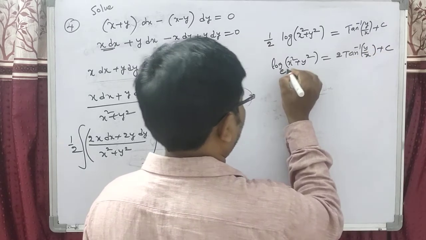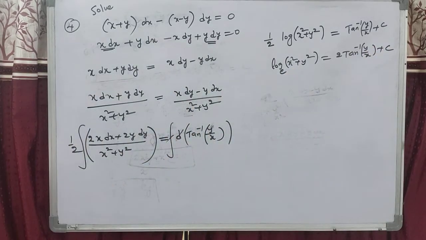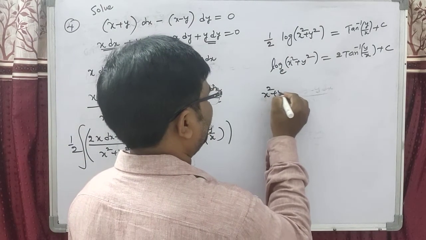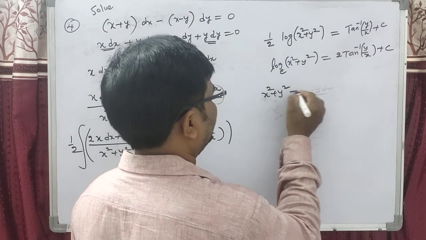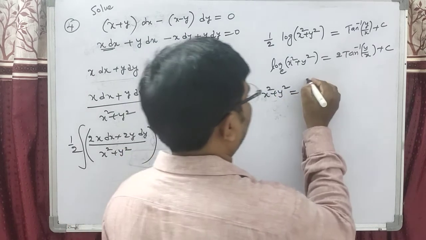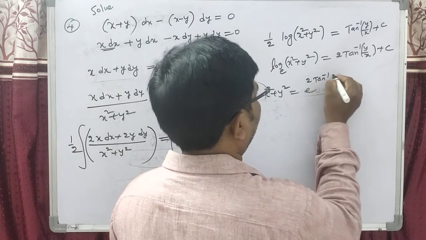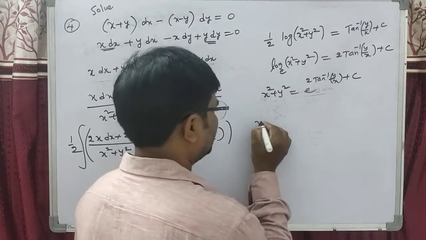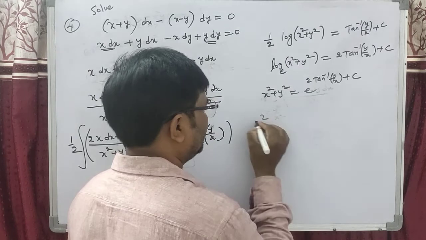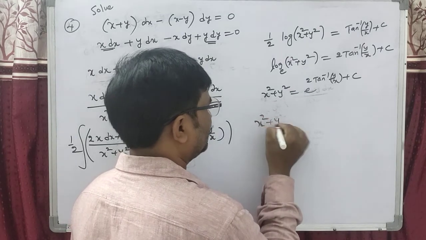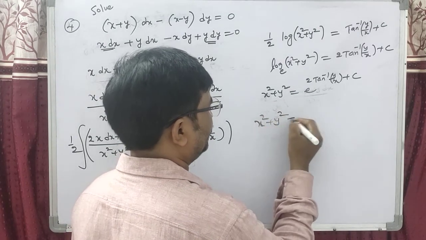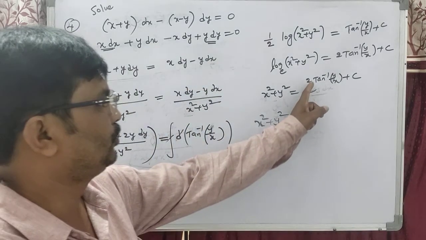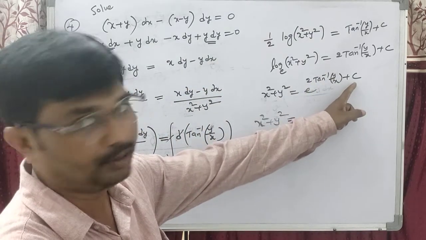My dear students, is there base e? What is there? Base e. Now the x square plus y square equals e power 2 tan inverse of y by x plus c. We can write this as x square plus y square equals e power 2 tan inverse y by x into e power c.